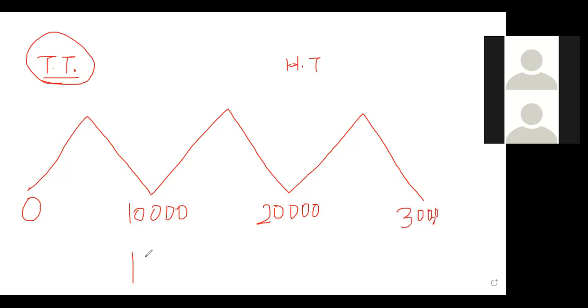Okay, my number is 17,523. Where will I go if I want to round off to the nearest 10,000? Put your answers in the chat. 17,523 to the nearest 10,000. Quick, guys. Where is your 17,500? This is 15,000.